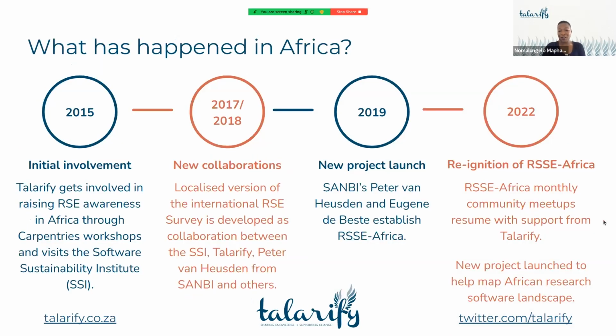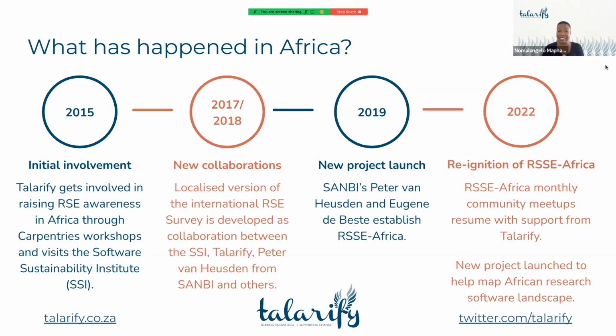So before I can go into that, let me maybe tell you a bit of what has happened in Africa and mostly in our space. This is a timeline of what has happened from 2015 until now. In 2015, that was the initial involvement of Clarify, where we got involved in raising awareness of RSE. This was done through Carpentries and also with visits to the Software Sustainability Institute, which is in the UK.